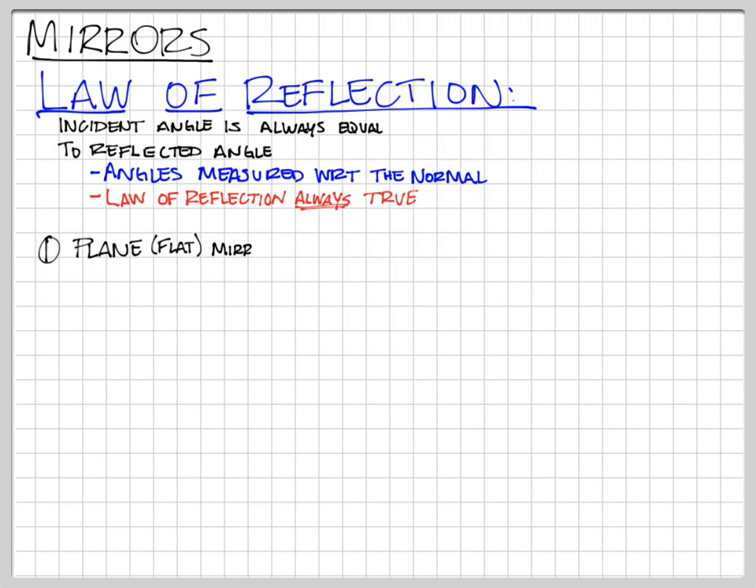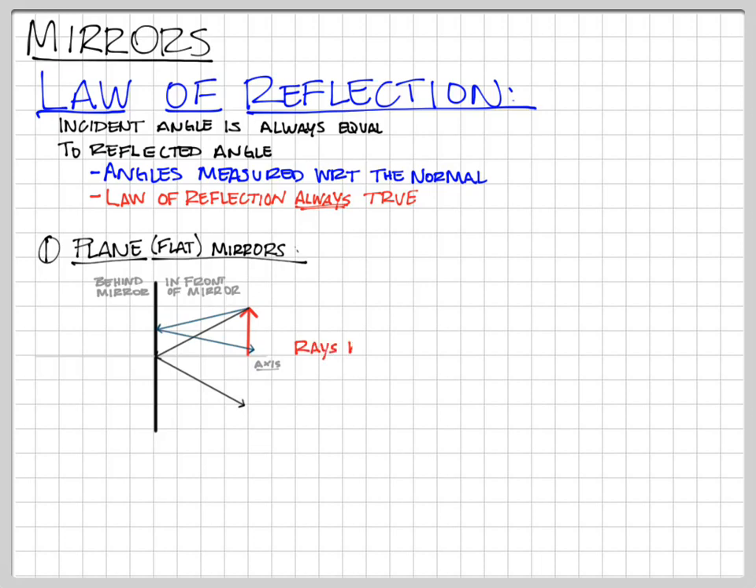So, first one we're going to talk about is the plane mirror, or flat mirror. This is the one that you look at yourself in the bathroom with. So, we have a flat mirror, and we're going to label the behind the mirror part and the in front of the mirror part. So, we'll draw our axis. We've got our object. And let's just draw a couple of rays to look at the law of reflection, see what happens. So we draw one, draw two.